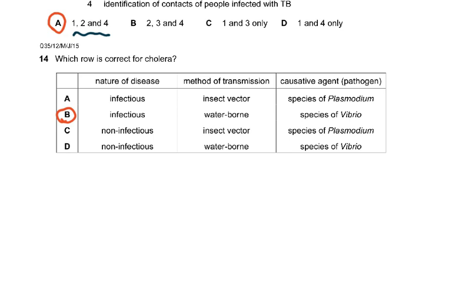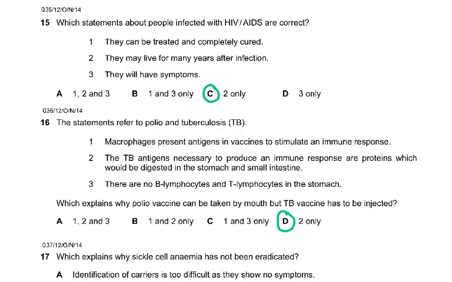Which row is correct for cholera? Nature of the disease: infectious. Method of transmission: waterborne and foodborne. And causative agent is a species of Vibrio cholerae. Which statements about people infected with HIV/AIDS are correct? They can be treated and completely cured.